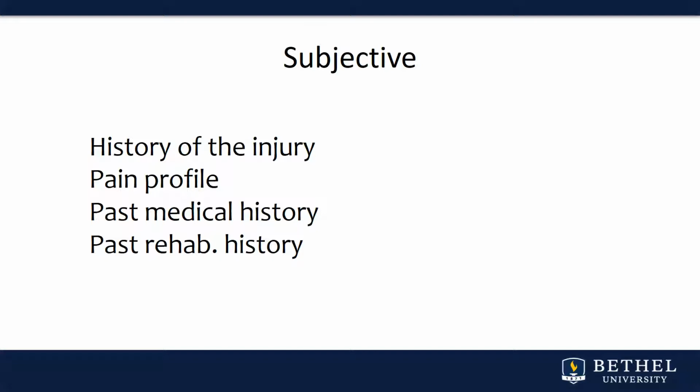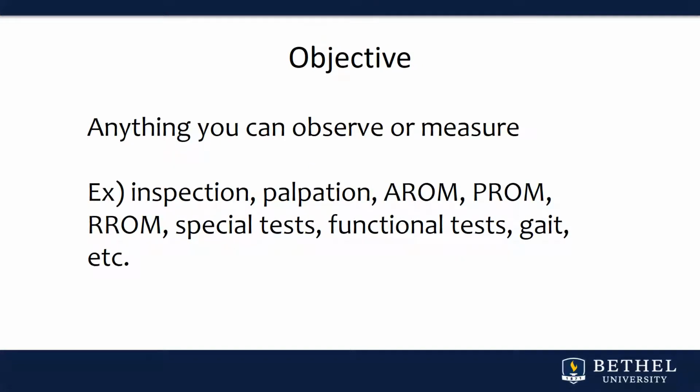The next section, O, is objective. In this section, you'll write down anything that you could observe or measure. Typically, this includes your inspection findings, palpation where they're tender, active range of motion, passive range of motion, resisted range of motion, special tests, functional tests, gait, etc.